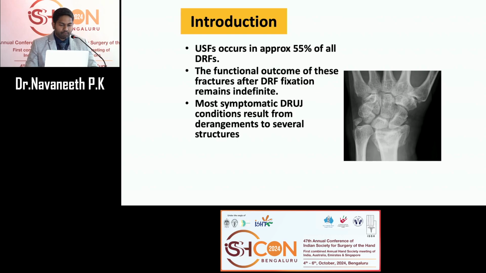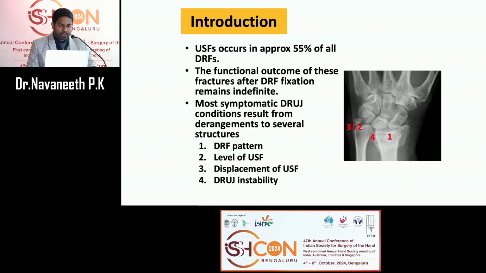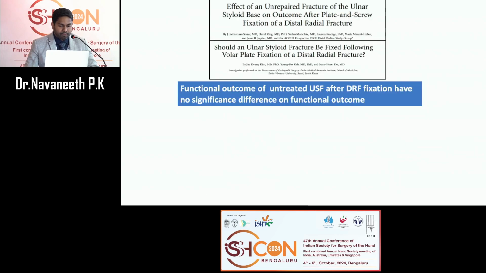The most symptomatic DRUJ conditions result from derangements to several structures, which include the distal radius fracture pattern, the level of the ulnar styloid fracture, the displacement of the ulnar styloid, and the DRUJ instability. In the literature review, we found that the functional outcome of untreated ulnar styloid fracture after distal radius fixation has no significant difference.